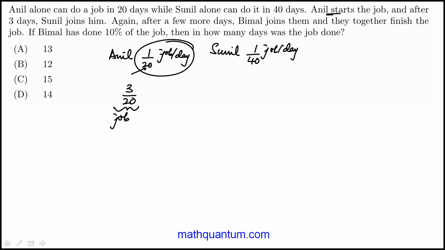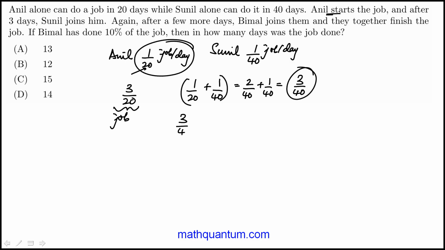And then Sunil joins in and they work for, say, D1 days. And so their combined rate is 1/20th plus 1/40th, which, if I match the denominator, is 2/40th plus 1/40th, or 3/40th of a job per day. So if they worked for D1 days, they would have completed this fraction of a job. So this has already been done. That's in that first leg.